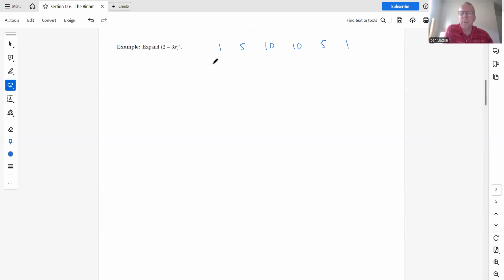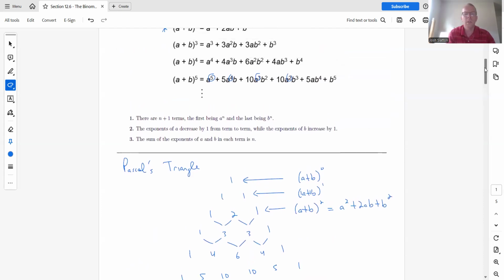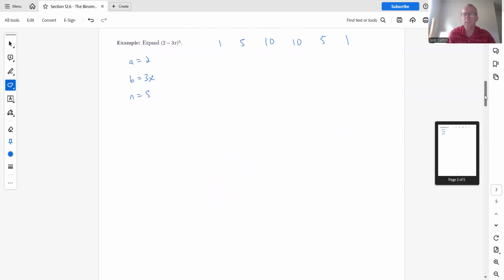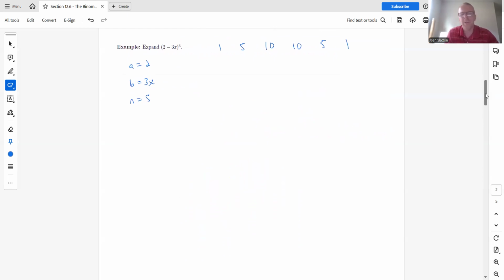All right. So if we expand this, we're going to let a equal 2 and b equal 3x. And then, of course, n is 5. So this will be, and we could go up here and kind of use this as a pattern. So a to the 5th, 5a to the 4th b, and so on. And we'll see. So this is not something you need to memorize. We're kind of giving it to you here, but I'll explain a little bit more of the mechanics as we go along. But this is a fifth power, so let's just write this part again.